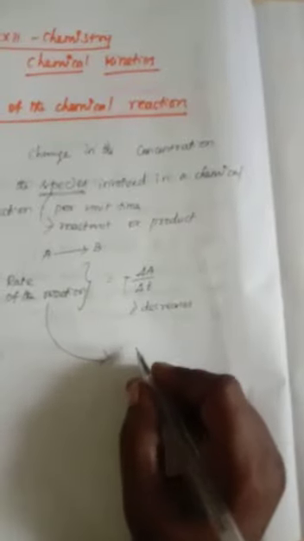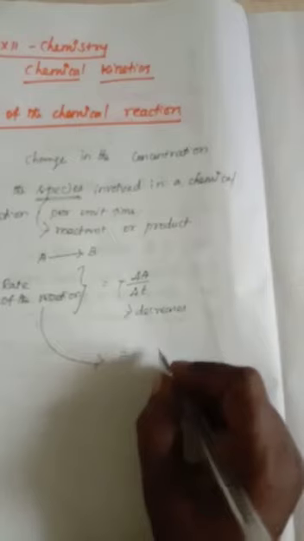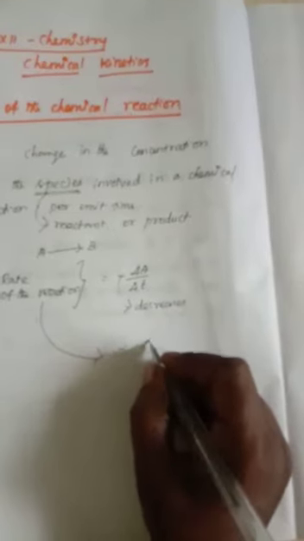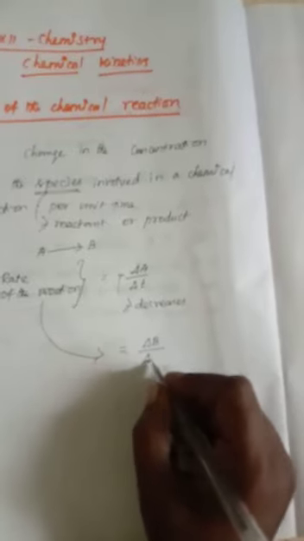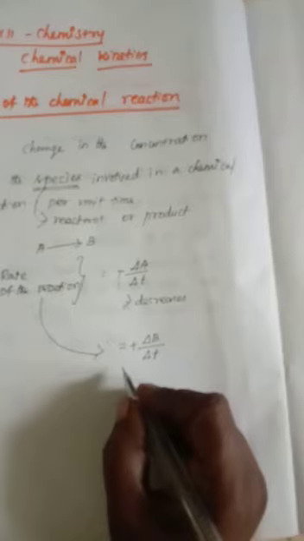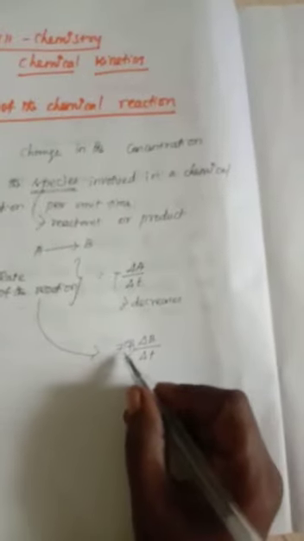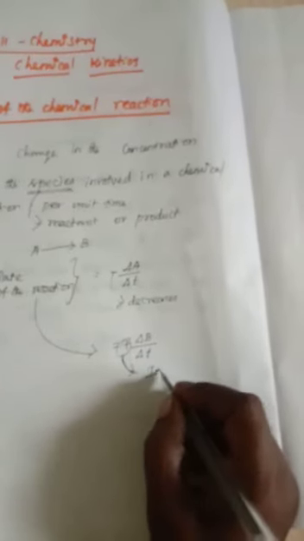The rate of the reaction can be written in the form of product also. So for that, rate of the reaction is equal to change in the concentration of the product, that is delta B by delta T, and here we write a positive sign. This positive sign indicates that at the beginning of the reaction the concentration of the product is 0, but once the reaction is started it increases.